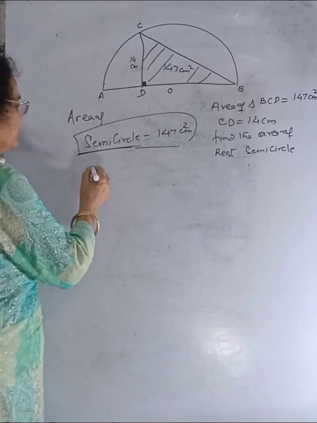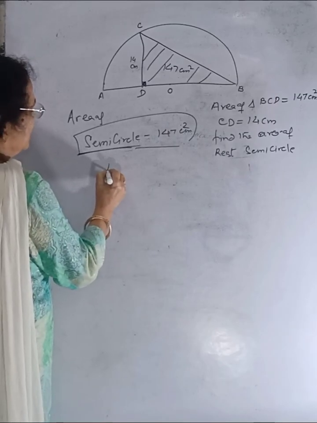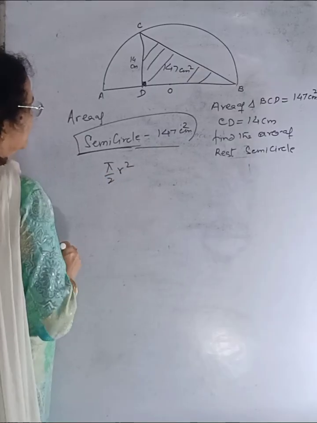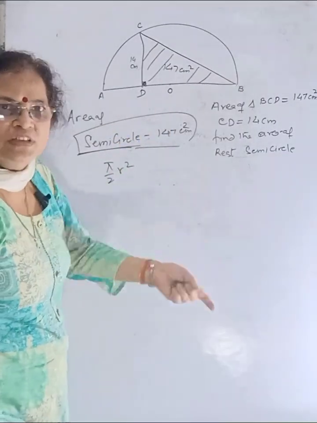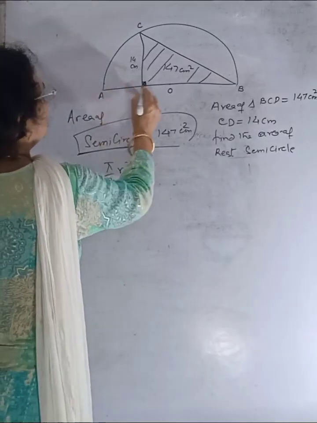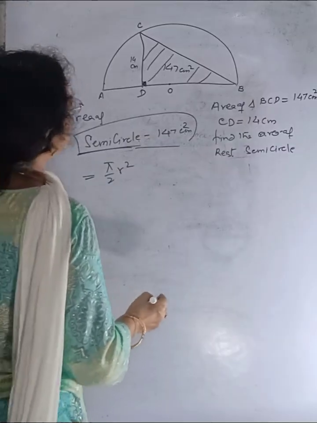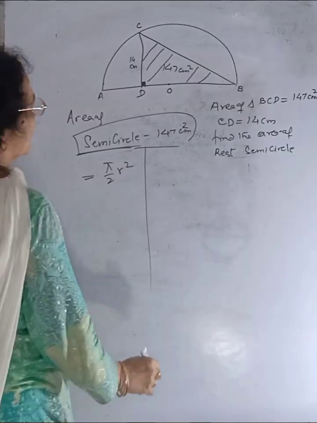How can we find it? The area of the semicircle can be written as pi by 2 r square, because pi r square is the total area of the full circle. The semicircle area will be pi by 2 r square. The first task is to find r somehow. In order to find r, what do we have to do?